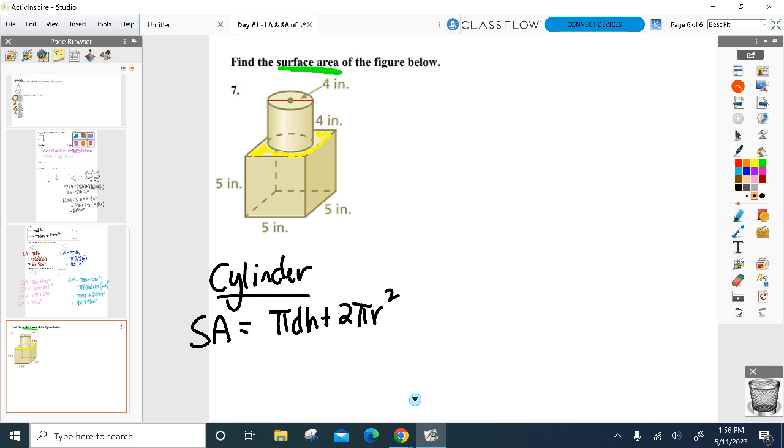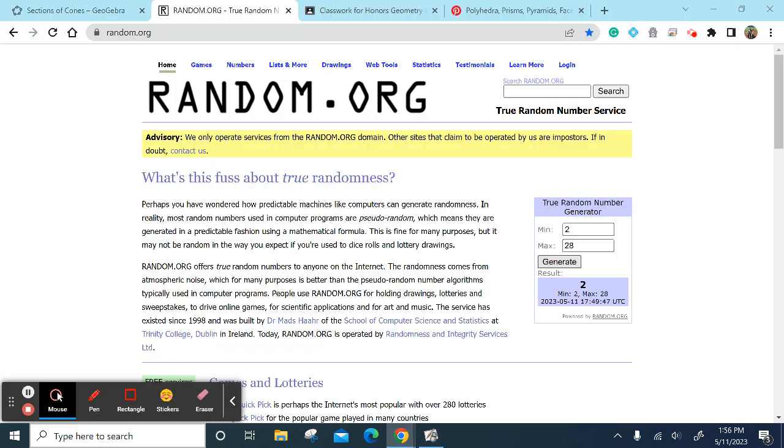Because one base is being covered up, I can't count it as part of its surface area. It is covered. So adjust it for me.